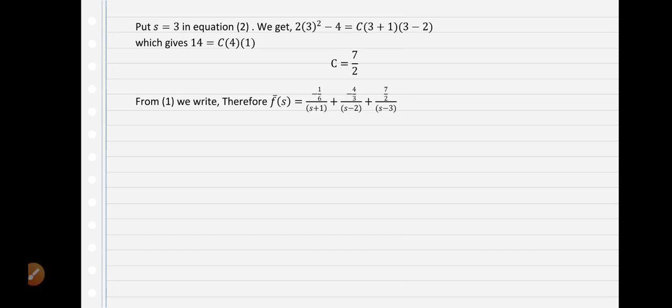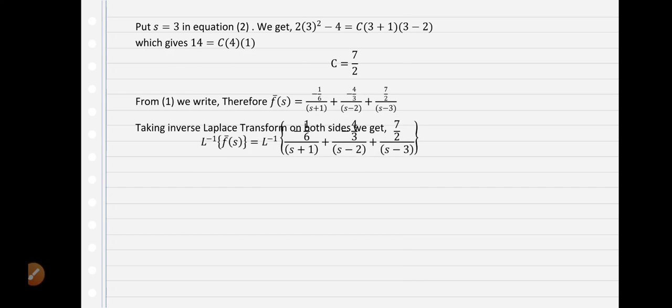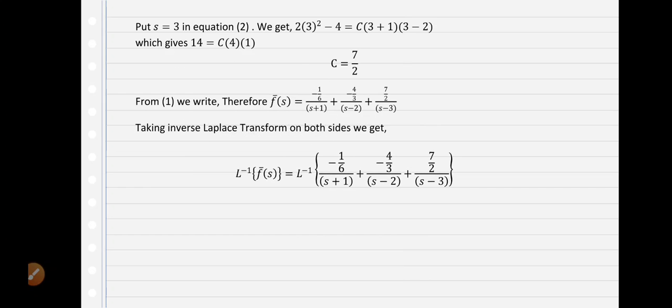So this method is called the method of partial fractions. Now this is f bar of s in most simplified form. So we can take inverse Laplace transform on both the sides of this latest result. So we can write L inverse of f bar of s is equal to L inverse of RHS.